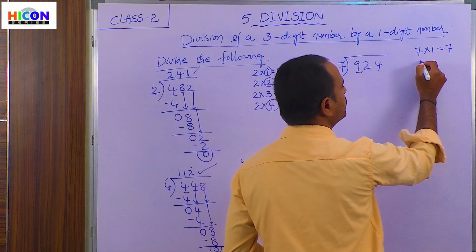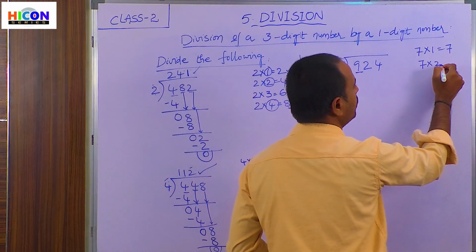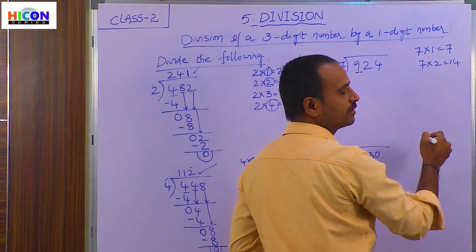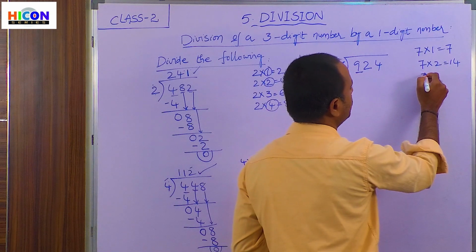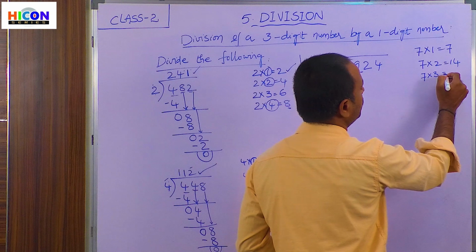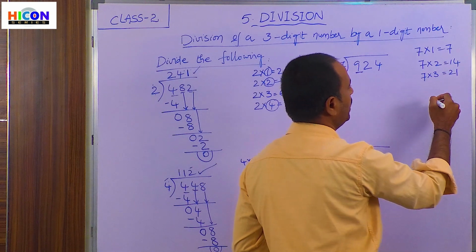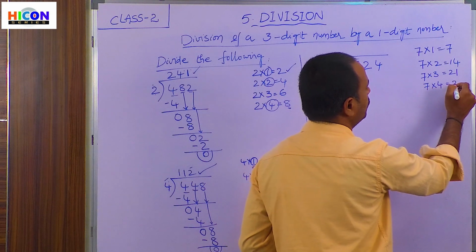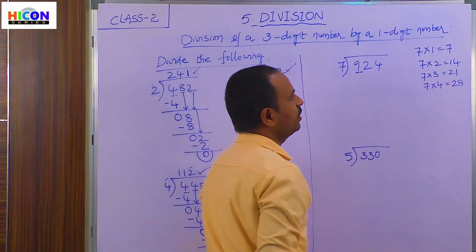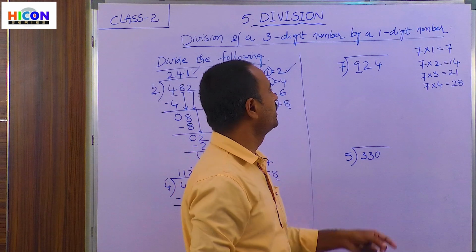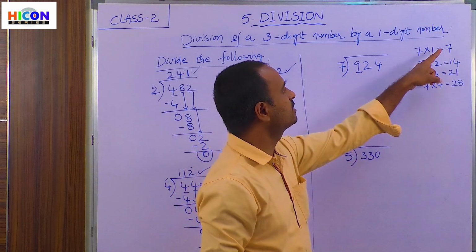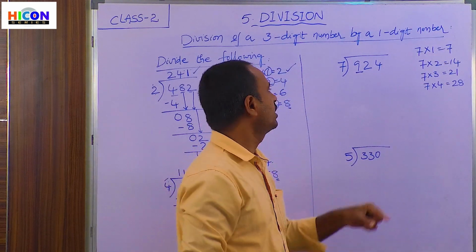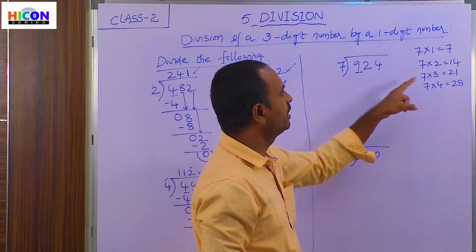So now take 2 times. 7 2s are 14. And take 3 times, 7 3s are 21. And take 4 times, 7 4s are 28. So children, if you observe the 7th table, we did not get the number 9 in the 7th table. So the number 9 is not there in the 7th table.